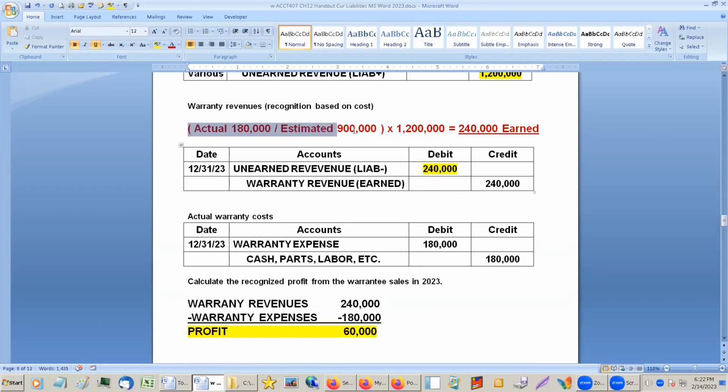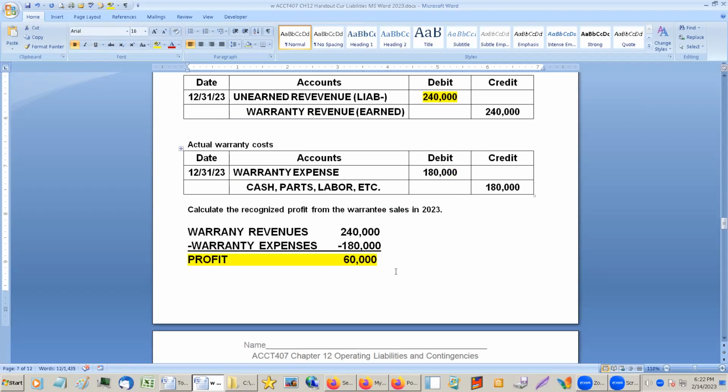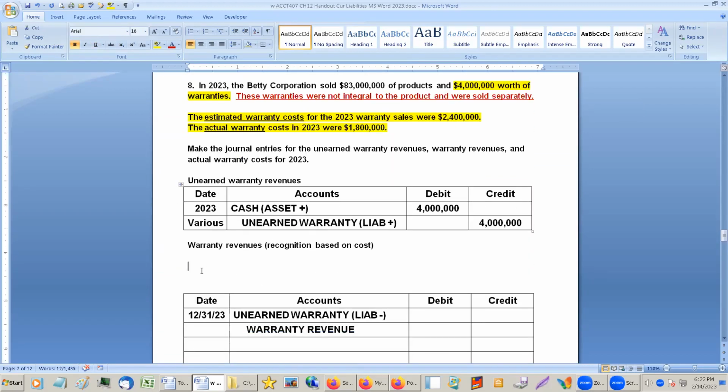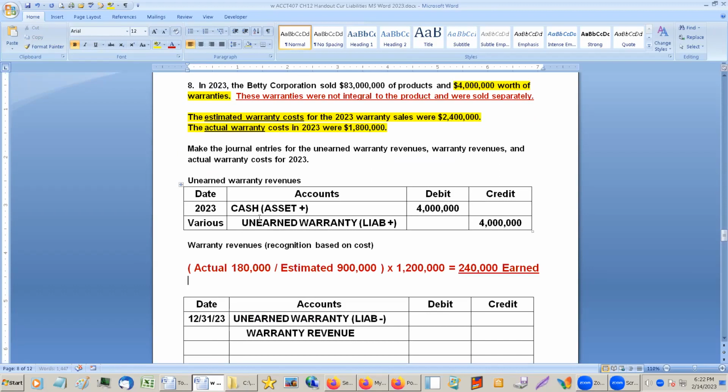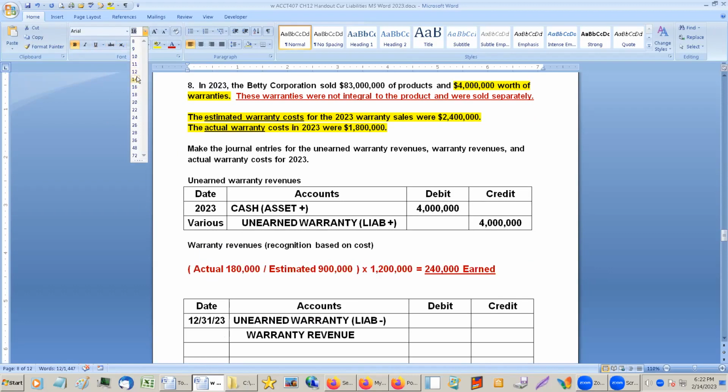I'm just gonna copy this because, well, because I'm lazy, that's why. I'm gonna copy this down here. Shrink it down a little bit. We got bigger numbers down here. Okay, so the actual costs were, oh, pretty close to what I have here. And the total estimated was 2,400,000. And the total of our unearned was 4 million.